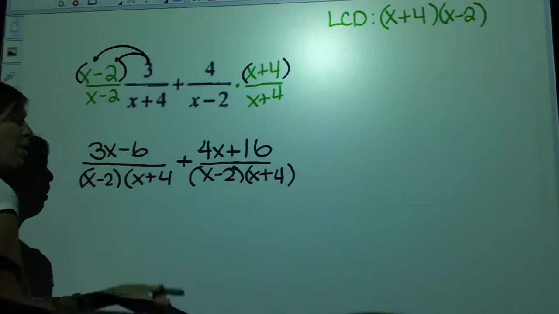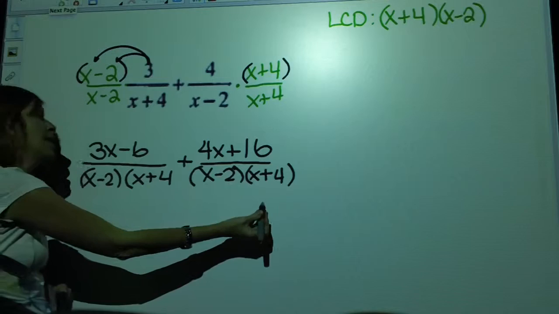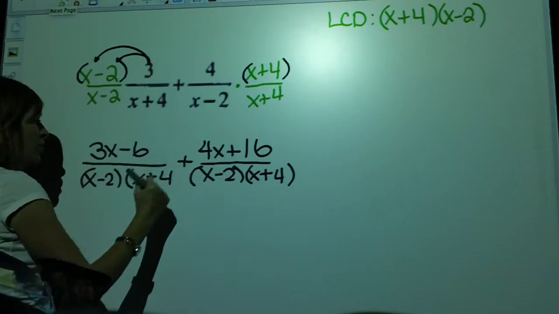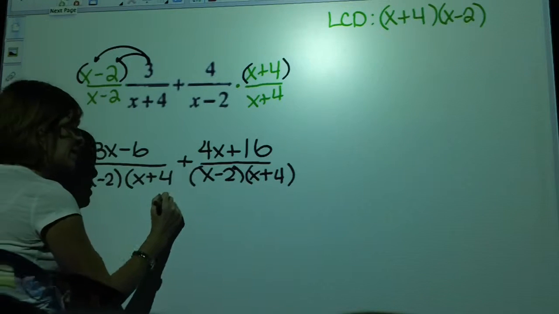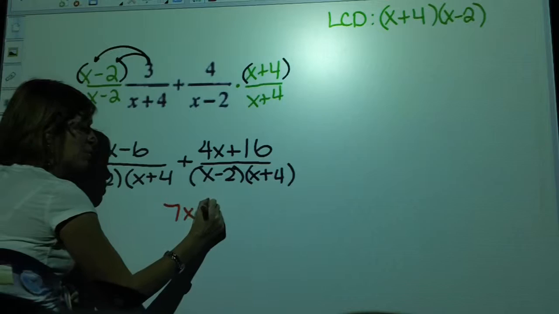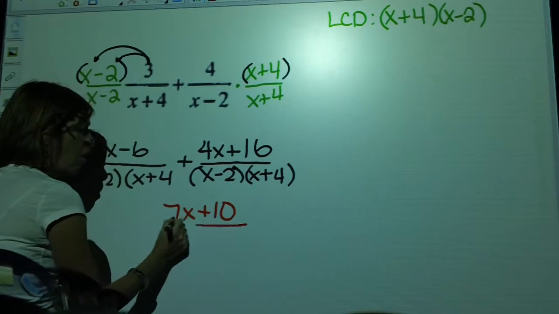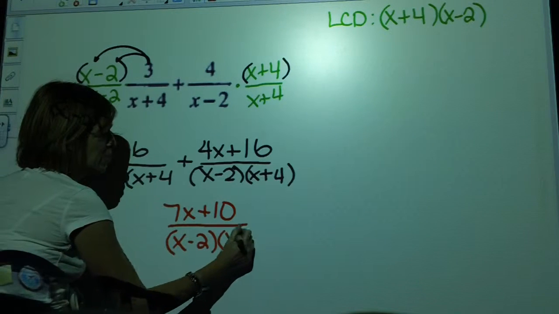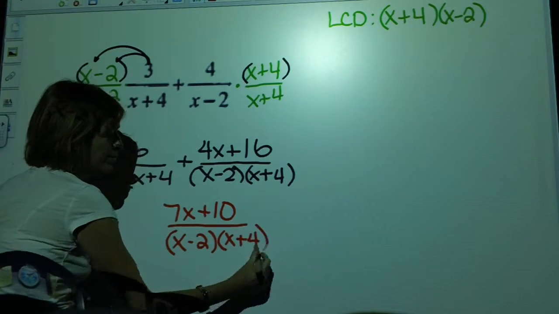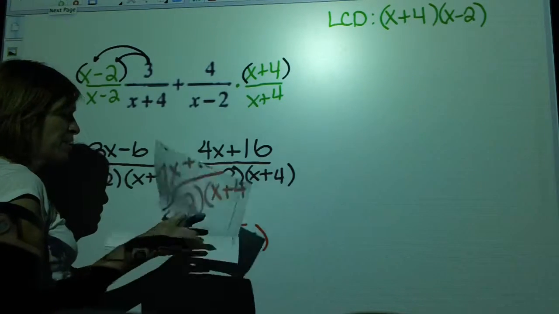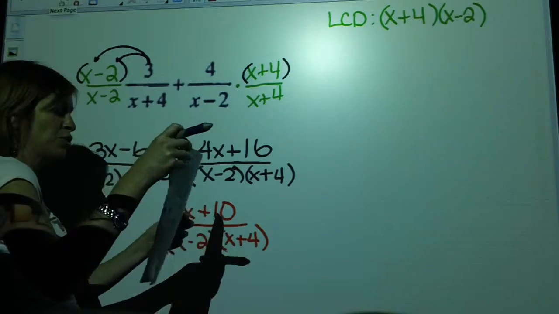All right, so now my denominators are the same. So what do we do when we add fractions when the denominators are the same? We add the numerators. So we have 3x plus 4x gives me 7x. I have a negative 6 plus 16 gives me positive 10 all over my LCD of x minus 2, x plus 4. Okay? All right, I am going to do actually one more, but I want to flip to the next page because I'd like to do one with subtraction.